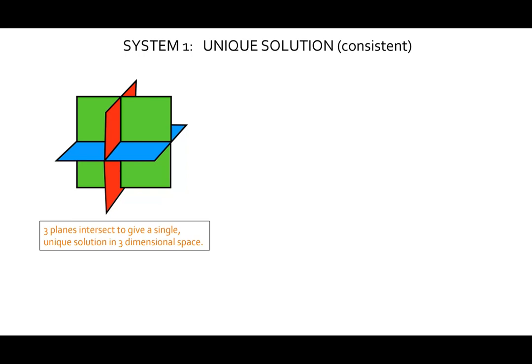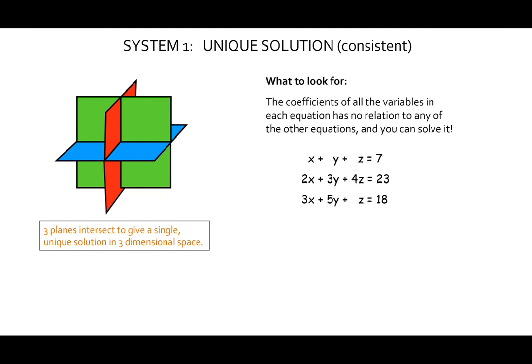So to sum up everything in this video, we can see that we have a unique solution when all three planes intersect at a single point in three-dimensional space. Now, the way to spot that is if we see that the coefficients have no pattern or no relation at all between them, and the same thing with the constants on the right-hand side.